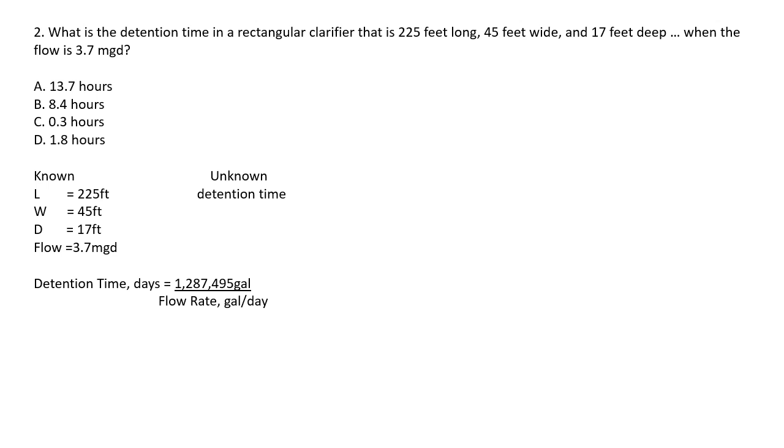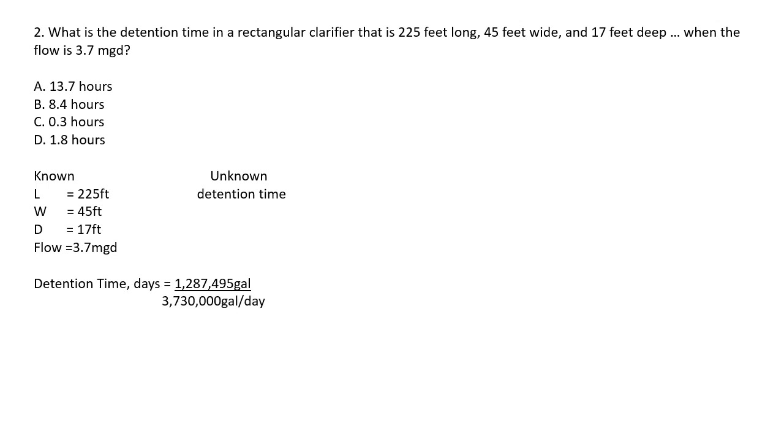Now we need the flow rate in gallons per day. Right now it's in million gallons a day, so we're going to have to convert that to gallons a day. There are 1 million gallons in an MG, so 3.73 million gallons a day times 1 million gallons over an MG. The MGs will cancel out and leave you with gallons per day. So do your multiplication and you get 3,730,000 gallons per day.